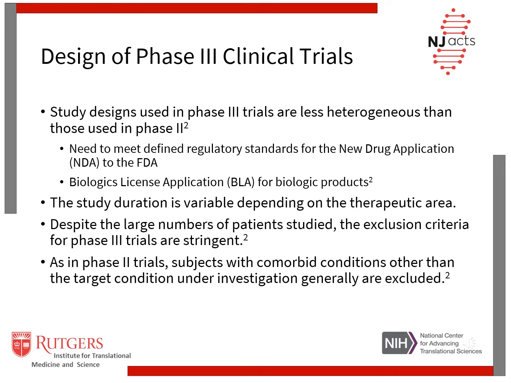Study designs used in Phase 3 trials are less heterogeneous than those used in Phase 2. This is because sponsors need to meet defined regulatory standards for the new drug application, or NDA, to the FDA. The equivalent to this is the Biologics License Application for Biologic Products, or BLA. The study duration is variable depending on the therapeutic area. And despite the large numbers of patients studied, the exclusion criteria for Phase 3 trials are stringent. As in Phase 2 trials, subjects with comorbid conditions other than the target condition under investigation generally are excluded.